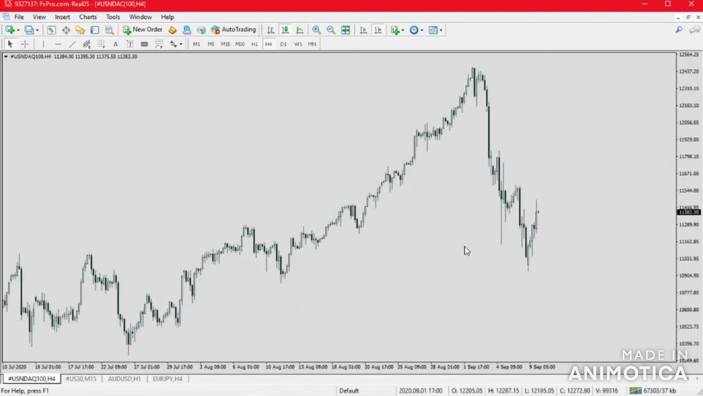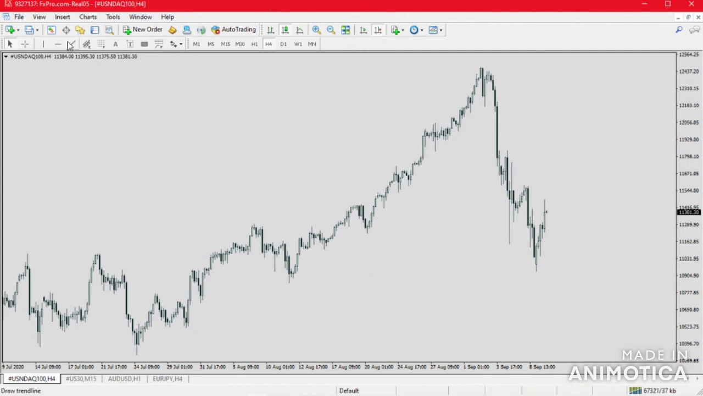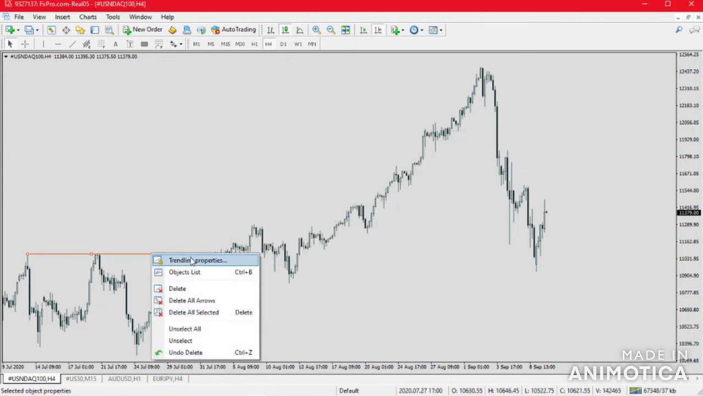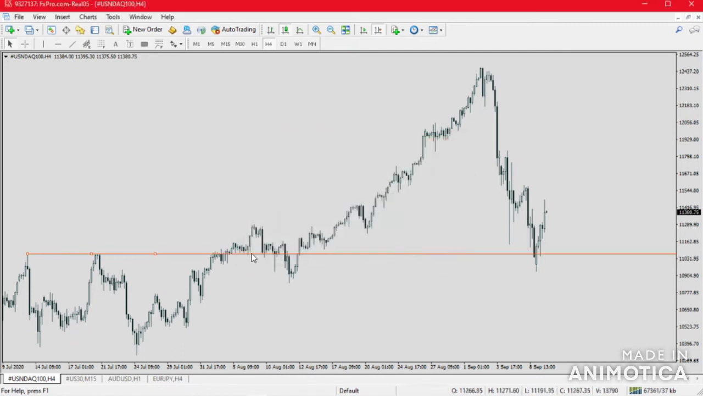Like I explained in my previous video, it might fall towards this level, and yes, it did. So big ups to those who caught the buy over here. And what can we expect next?